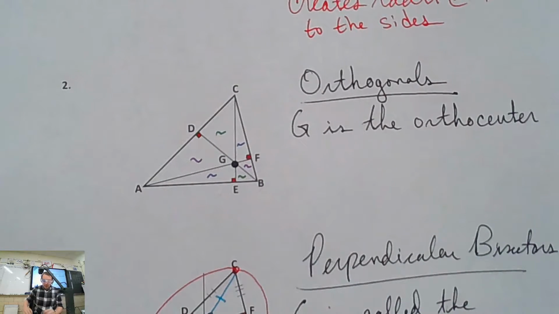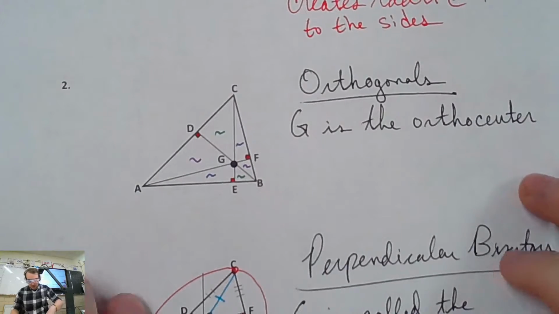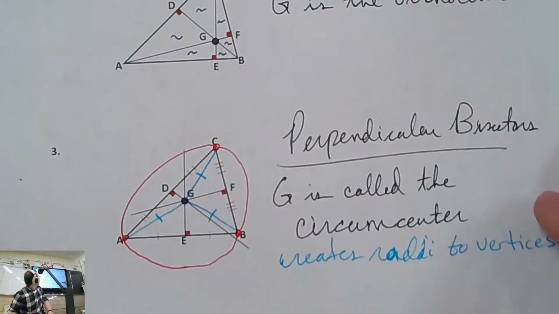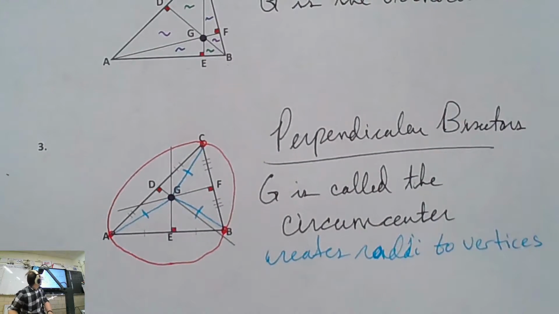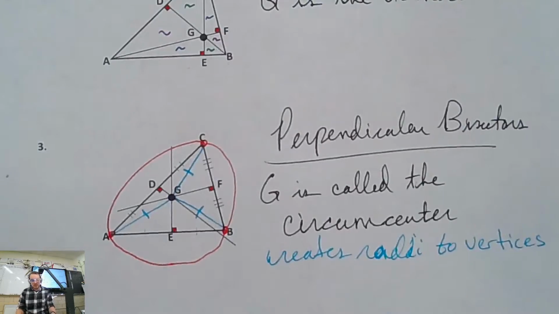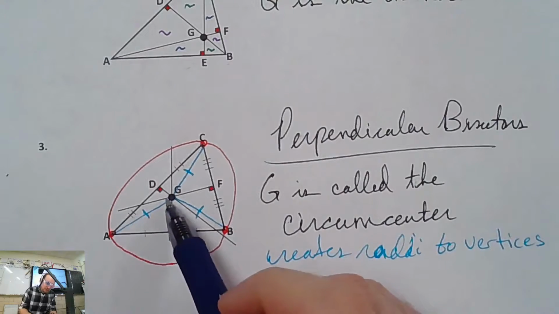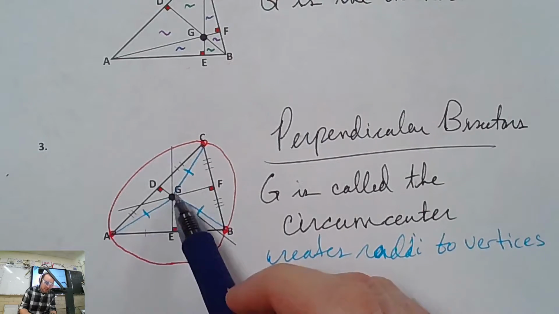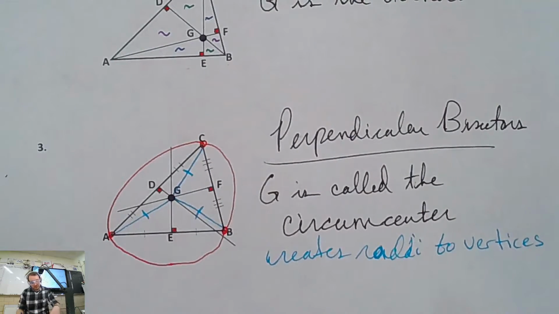All right, so we've talked about angle bisectors, the orthocenter, and perpendicular bisectors. We've got the circumcenter, right? We talked about the circle that goes all the way around, touches all the vertices. And so if this is a circle, we've got from G to A, those are radii. So those are all going to be the same length.